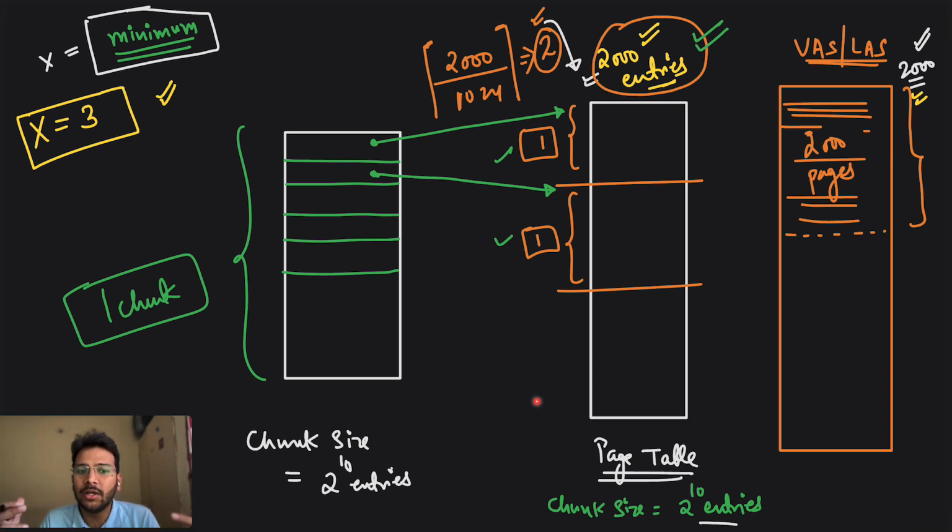Yes or no? We deal in terms of chunks and the entries. Correct? So here it is asking about the minimum number of chunks that can hold all these 2000 entries together. So we need 3 chunks here, 1 here, and 2 here. Is this clear so far? Yes, Abhas? Any doubt?